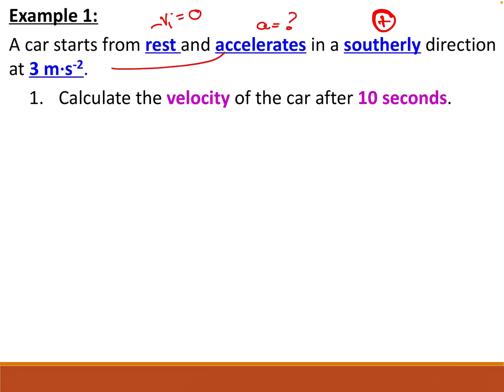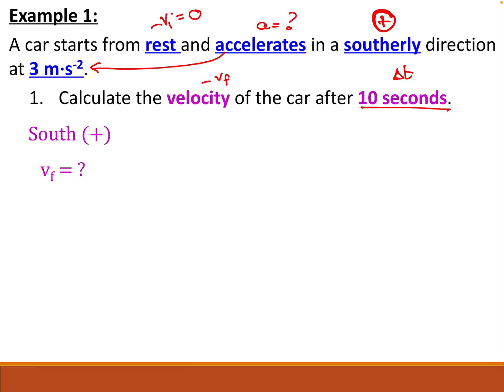And what they tell me is that acceleration is 3 meters per second squared. Then they want us to calculate the velocity. So this is a final velocity after 10 seconds. That's delta t. South is positive. Now, I always write my information in the following format, and I'll show you.